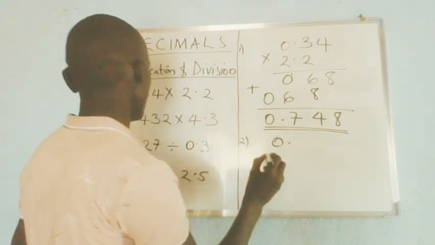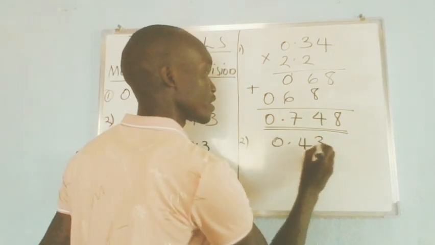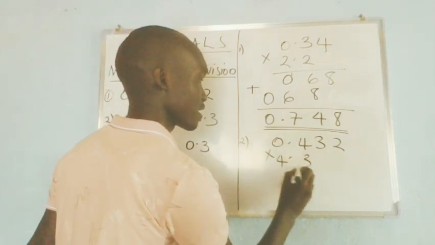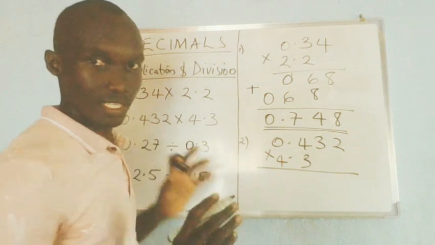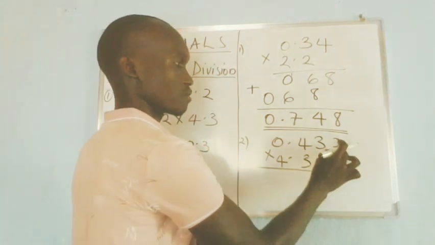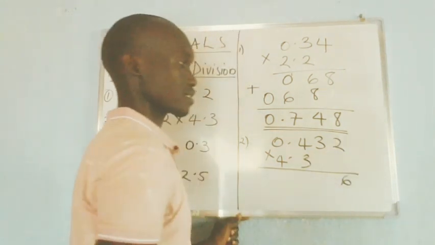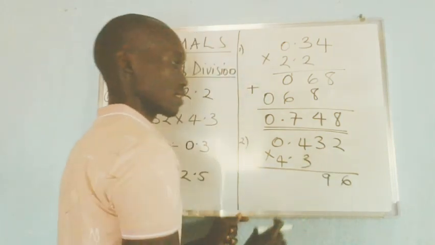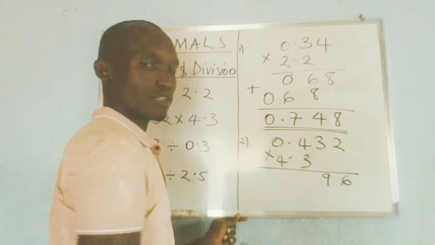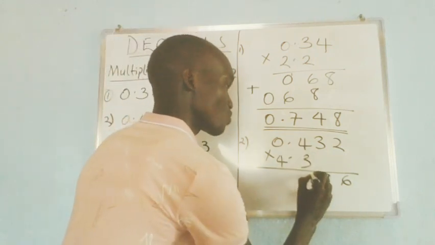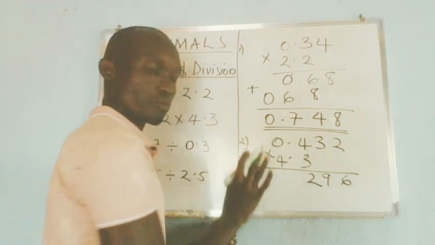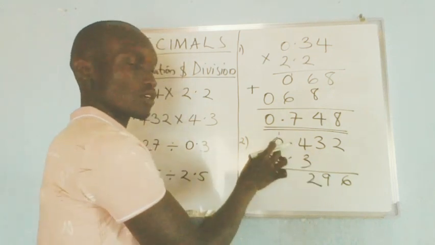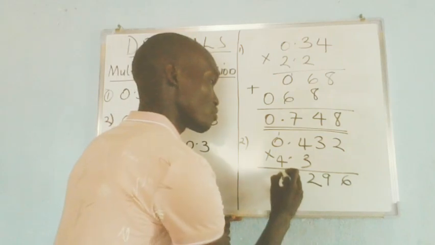We have 0.432. Multiply this with 4.3. We still use the same criteria. 3 times 2, that will be 6. We write 6. 3 times 3, that will be 9. We write 9. 3 times 4, that will be 12. So we write 2. We don't put the decimal point yet. We carry 1. 3 times 0, that will be 0 plus 1, that will be 1.